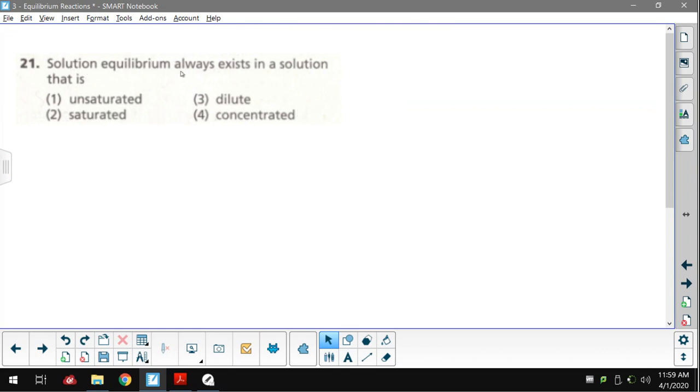So solution equilibrium always exists in a solution that is saturated. Saturated solutions are at equilibrium. That's where that whole idea of the solute dissolving in the solvent as the solute is undissolving and precipitating out comes in. That is a solution equilibrium. Solution equilibriums, phase equilibriums, chemical equilibriums, they're all the same.